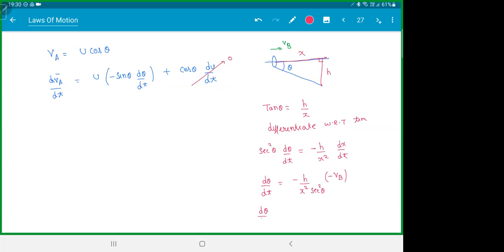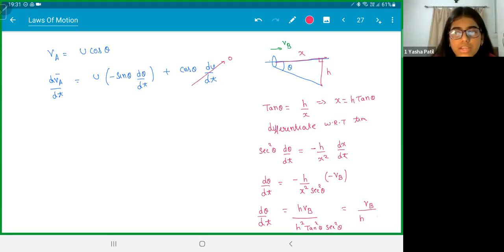So d theta by dt would be h vb, and what is x? X is h tan theta. I need to substitute it here. So that would be h square tan square theta into sec square theta. Sin, that will be sine square theta. X is h square tan square theta sec square theta. So that is cos square theta, sine by cos square. So that will be sine square theta vb by h sine square theta. Sine square theta by cos square theta, no, that will not cancel.